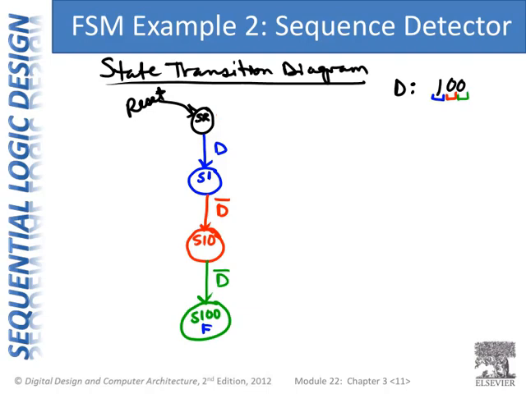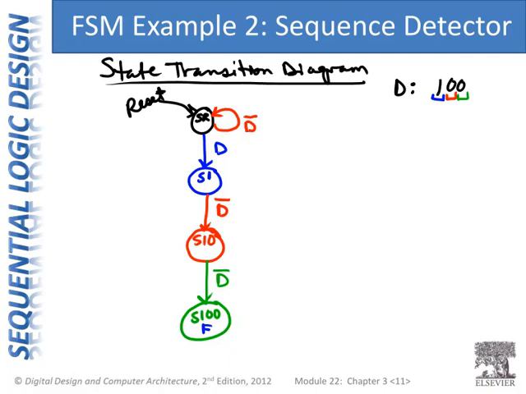So what should happen if we get a 0? We're in the reset state and we get a 0. Well, that is not any part of our sequence, 1, 0, 0. And so we should just return to the SR state, the reset state, and still keep looking for the first part of our sequence, and specifically the 1 on D, where D equals 1.